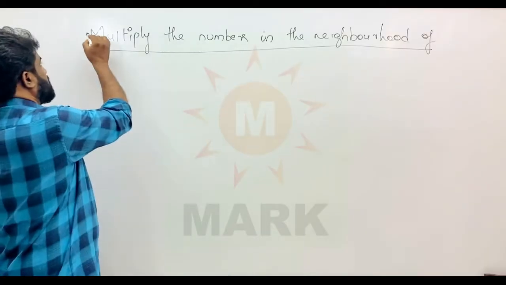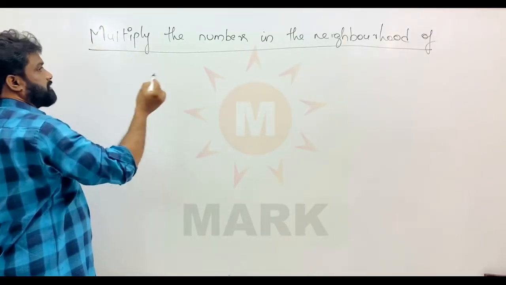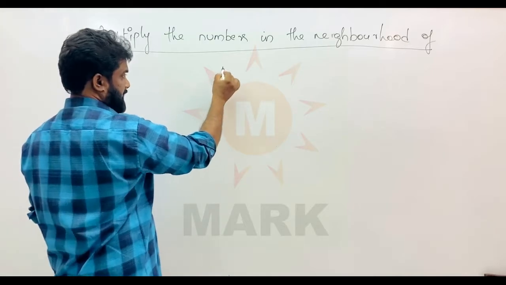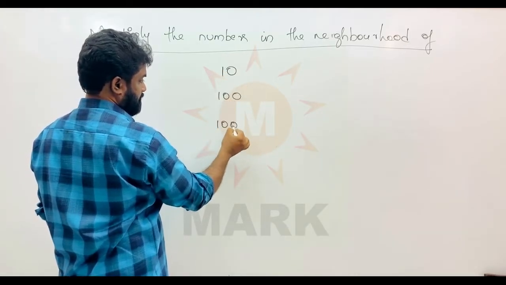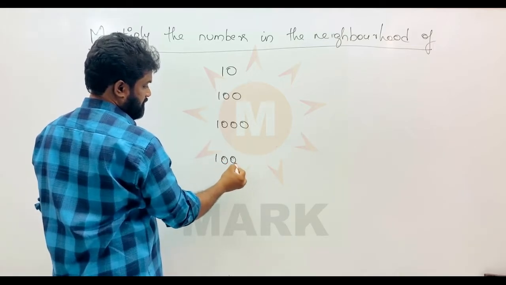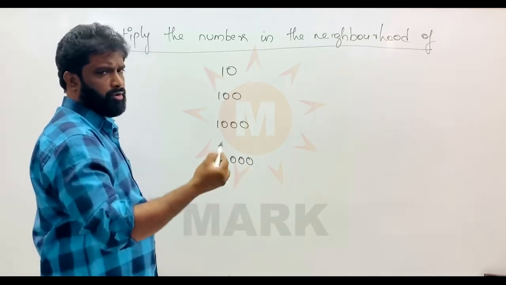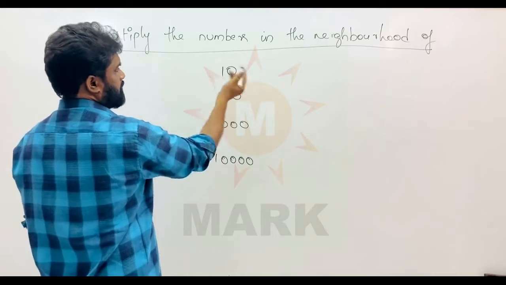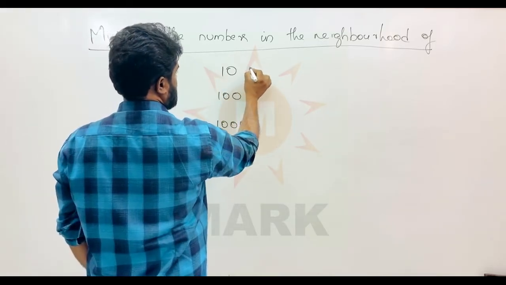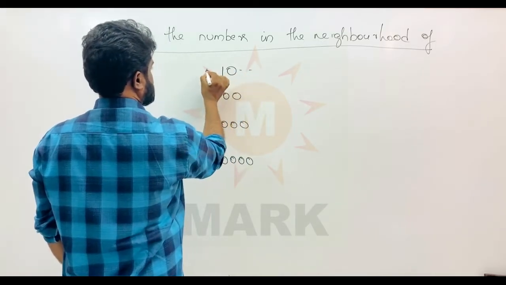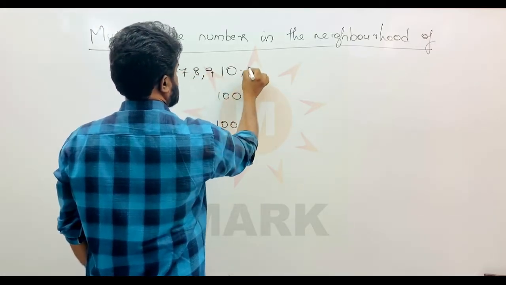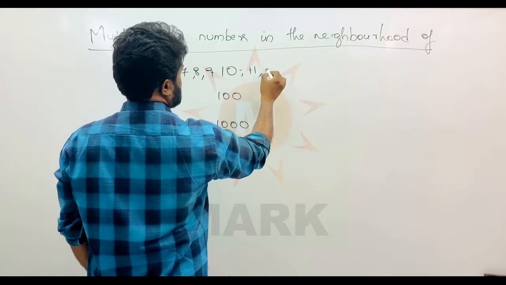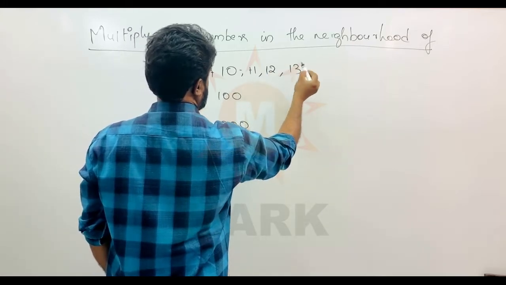Friends, now let us learn how to multiply numbers which are in the neighborhood of 10, 100, 1000, 10,000, etc. Neighborhood in the sense which are very near to this 10. Suppose 10 and this suppose single digit. So if you go in the lower neighborhood, it will go like this: 9, 8, 7. So if you go in the upper neighborhood, it will go like 11, 12, 13, etc.